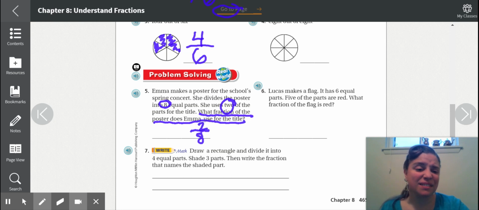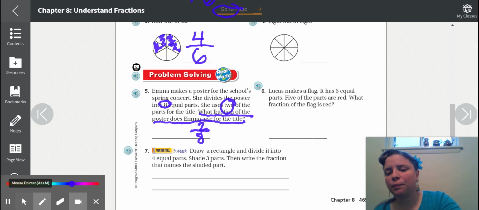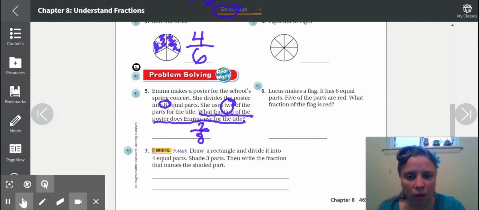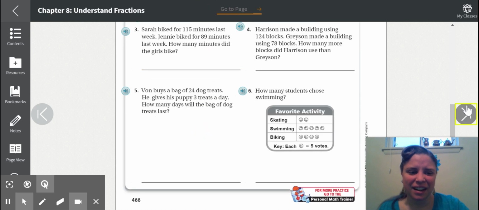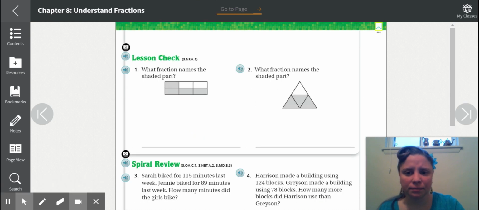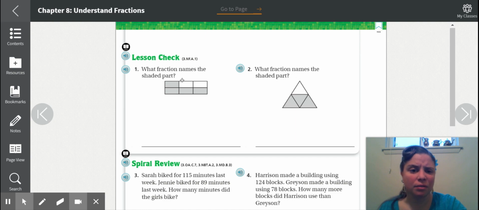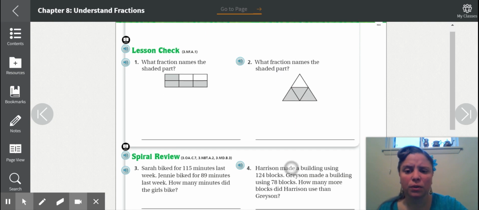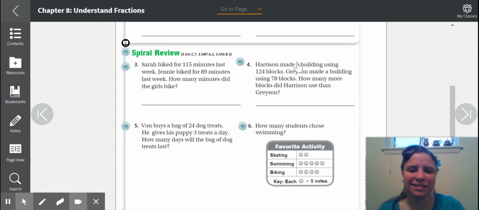All right, so number 6 is very similar to this, and you guys will get it. You just got to slow it down and read carefully. And I want you to go ahead and do number 7. All right, and for our quiz portion, you just have to write the fraction for both of those, and then our review is you have to do some addition and subtraction word problems.